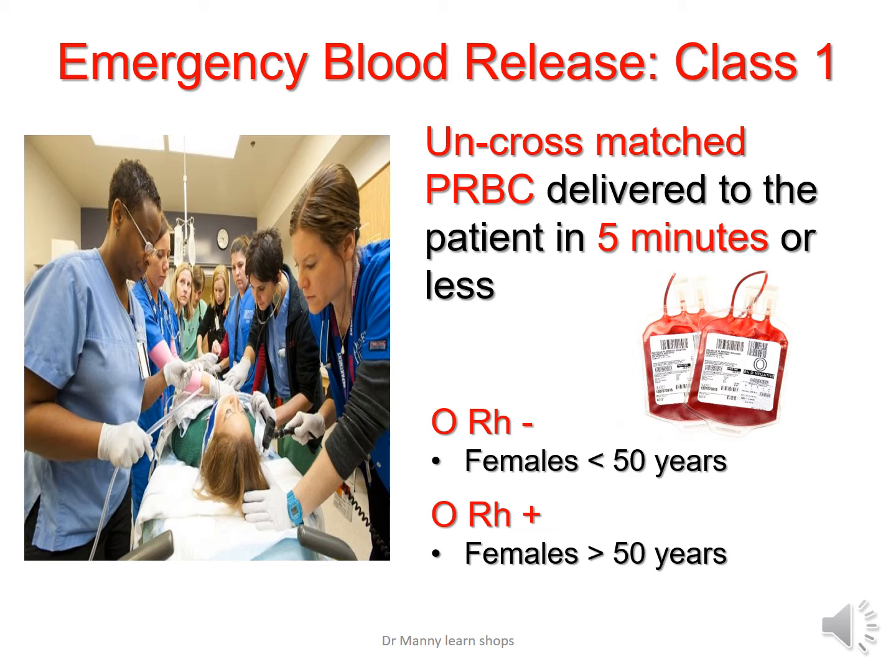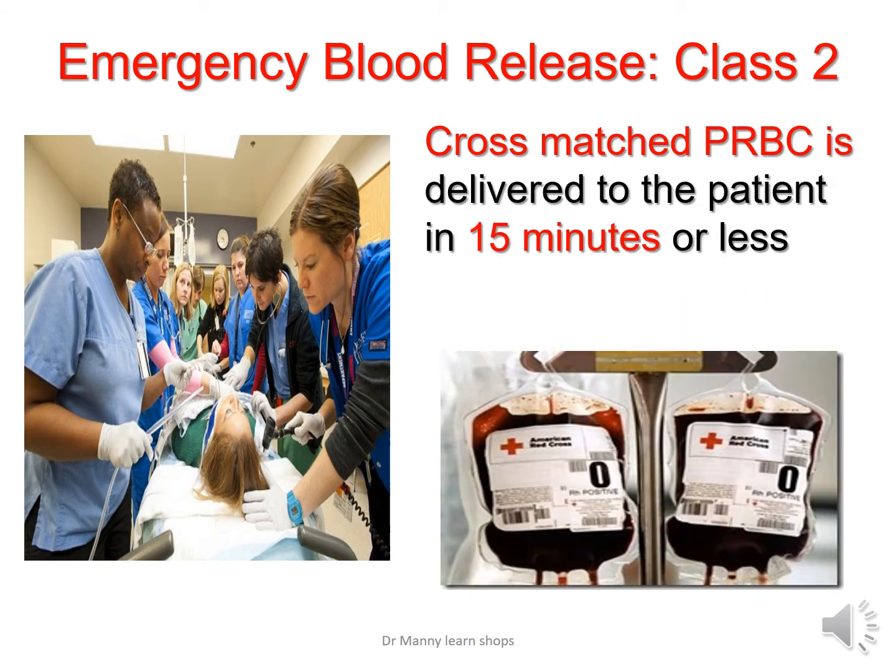O is the universal donor, RH negative is the universal donor, and typically it's reserved for females less than 50 years of age because they are of childbearing age. If they're older than 50, which can be debated in relation to having children, O-RH positive blood is typically recommended. If you've got emergency blood release class 2, this means in most organisations, cross-matched blood, packed red blood cells, can be delivered to a patient in 15 minutes or less.